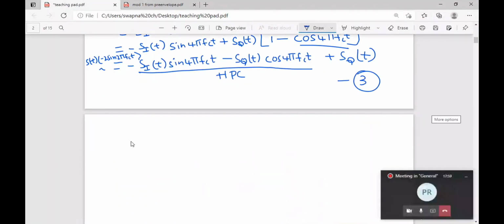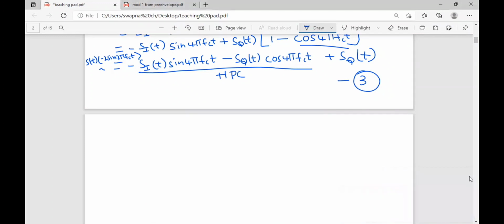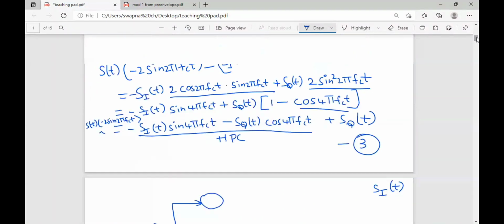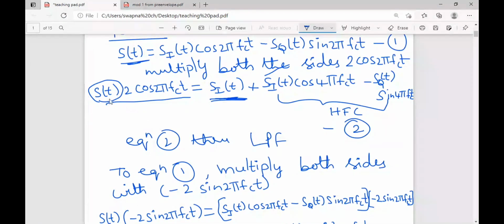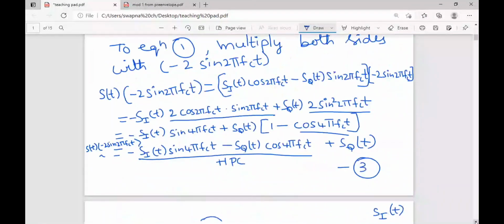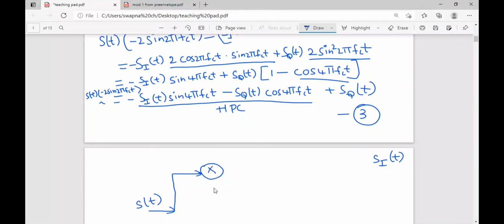What we need to do, we need to draw the block diagram. Okay, so I have s of t signal. Now I need to pass it through. See, first let us try to get SI of t. So for SI of t, the equation is the second equation. So s of t should get multiplied with 2 cos 2 pi fct. So we'll generate 2 cos 2 pi fct and we'll give it to one multiplier. What this multiplier has to get is 2 cos 2 pi fct.